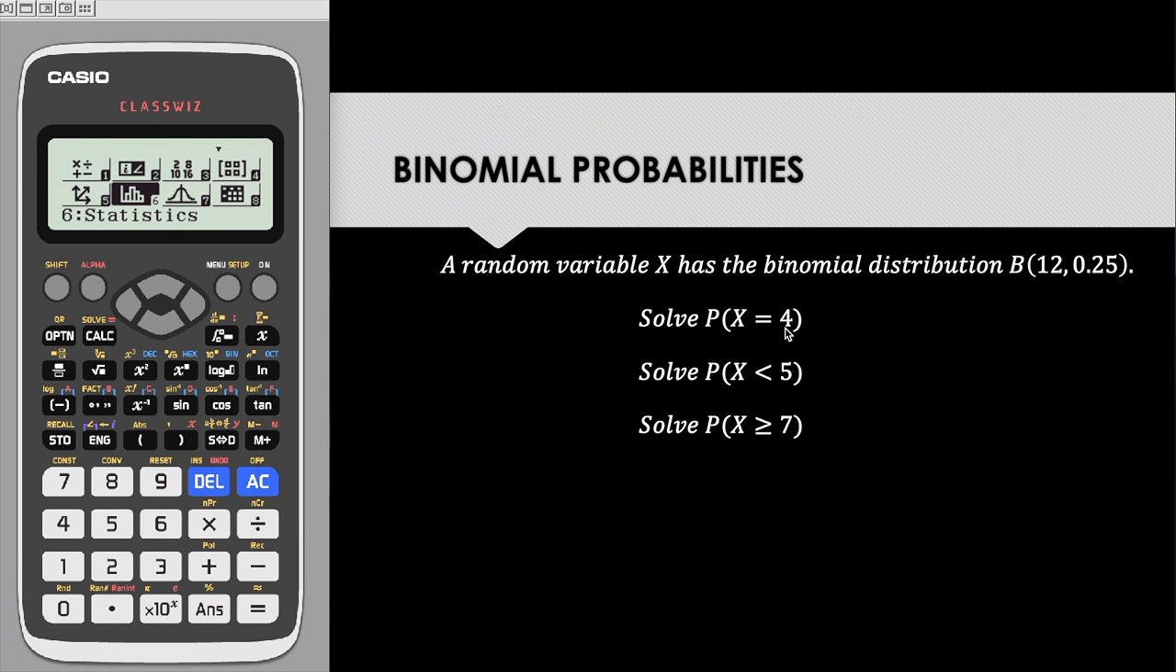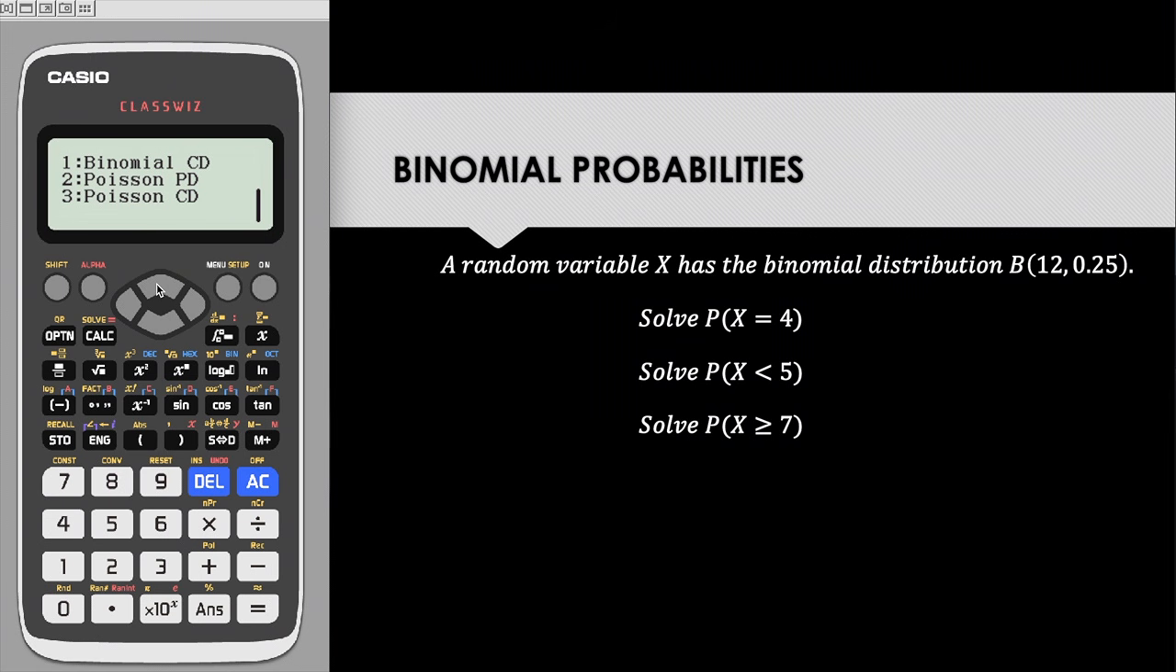So the first thing to do, to work out the probability that X is equal to 4, we need to go to option 7 on our menu, which says distribution. Select equals, and because this is the binomial distribution, what you'll see is if you scroll down, option 4 on the first page you've got binomial PD. If you scroll down on the second page, option 1 is binomial CD.